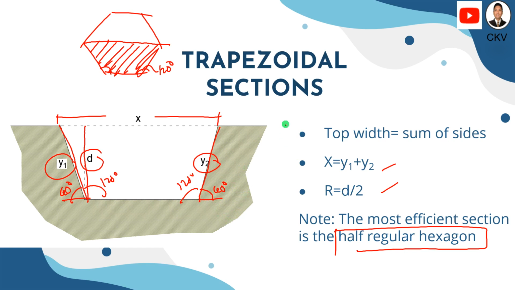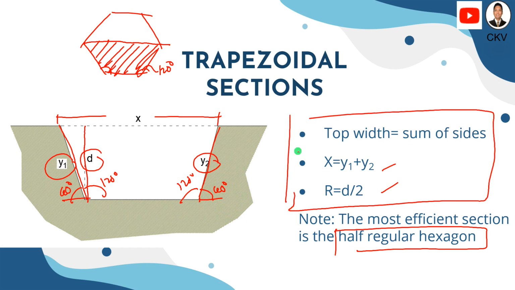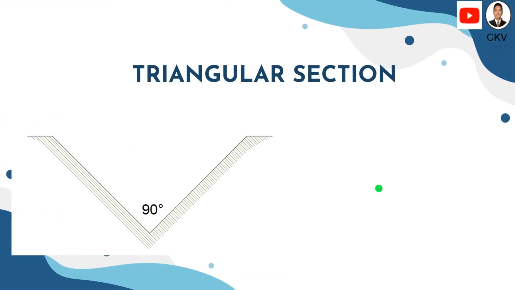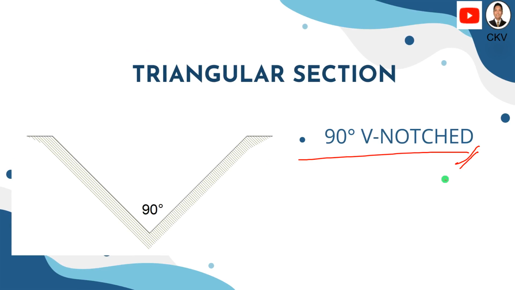Depending on the type of problem that we will encounter on trapezoidal section, that's why we have these conditions to be met in order for us to have the most efficient section for a trapezoidal open channel. So it is also essential that we should consider this: top width is equal to the sum of the sides, and the hydraulic radius should be equal to d over 2. Next, for triangular section, the most efficient triangular section is a 90 degree V notch.